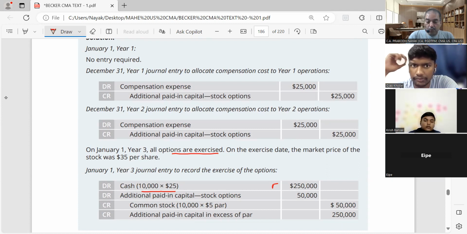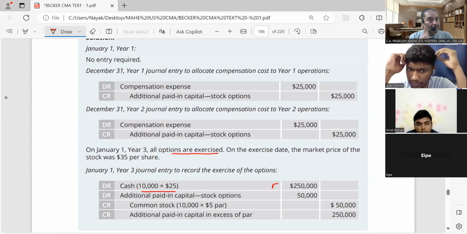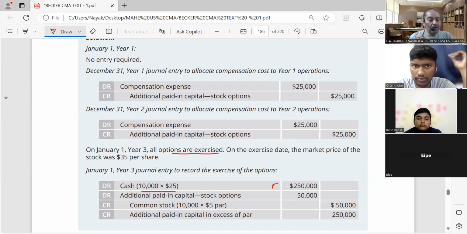Now, of the 10,000 shares, what can be transferred to the share capital account? Only the nominal value, only the par value, only the face value. $25 is not the face value. What is the face value? $5. How many shares? 10,000. So 10,000 into 5. This par value, face value, is the only amount that can be transferred to share capital. So credit common stock 50,000 here.